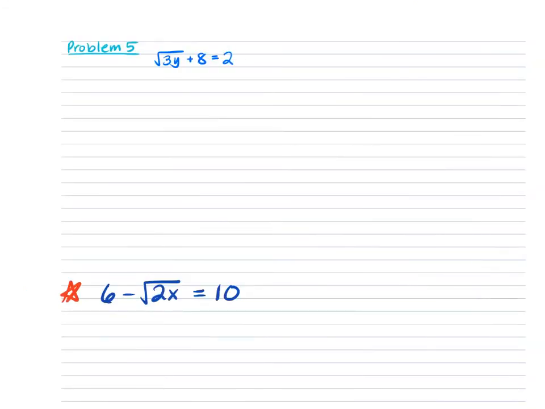Okay, and now problem 5, the last problem we'll work on here. Let's get y by itself in this problem. So we are going to subtract 8 from both sides. You see that square root of 3y equals negative 6. We can already see we're not going to have a solution here, right? Because the square root needs to be positive, and this is negative.